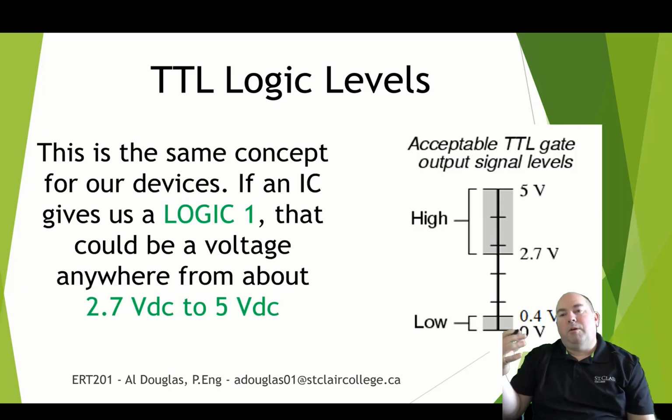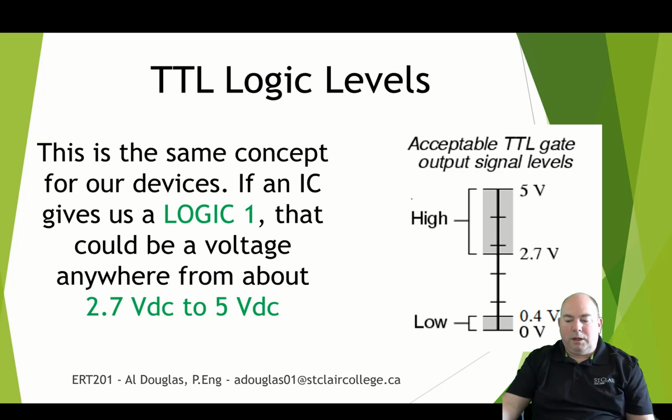So when we talk about these chips, they operate between 0 and 5 volts, but that doesn't mean that logic 0 means 0 volts and logic 1 means 5 volts. Things operate within a range. So if we get a logic 1 out of an IC, that voltage can be anywhere from 2.7 to 5 volts.